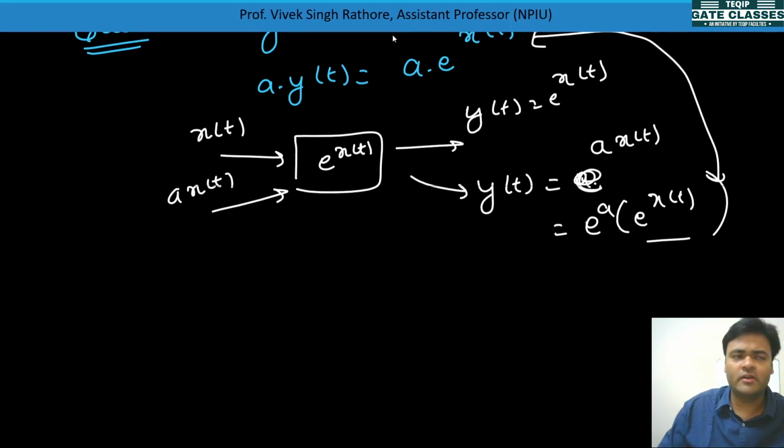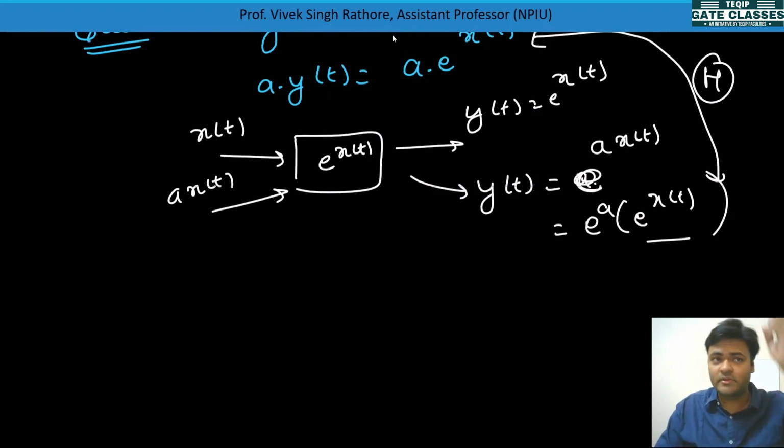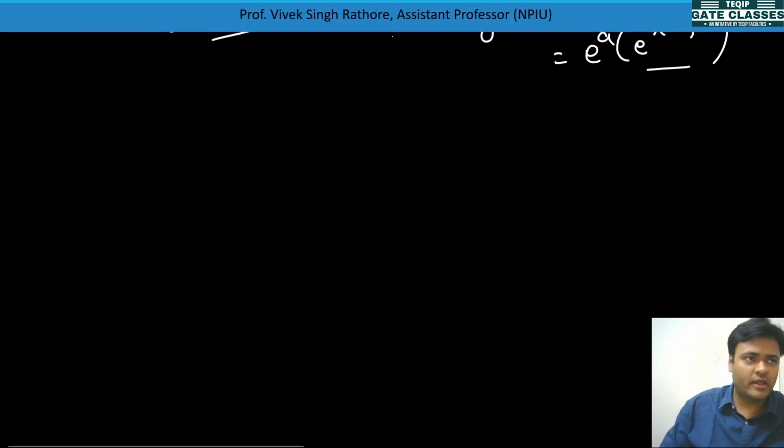So here only it is not satisfying our homogeneity principle, so it is not a linear system. Okay, now some more examples we'll take and we'll try to solve, like this question is there.